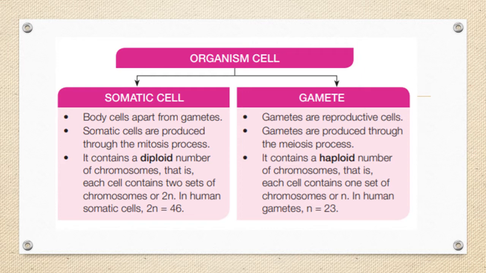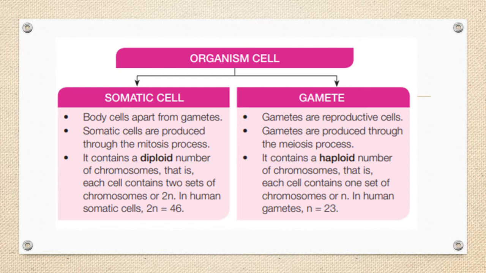It contains a diploid number of chromosomes. Take note of the word diploid. D means double. Diploid number of chromosomes: each cell contains two sets of chromosomes, or we can write it as 2N. Two means diploid. In humans, the somatic cell is 2N equal to 46 chromosomes. So the human somatic cell is diploid, which means humans have 46 chromosomes.